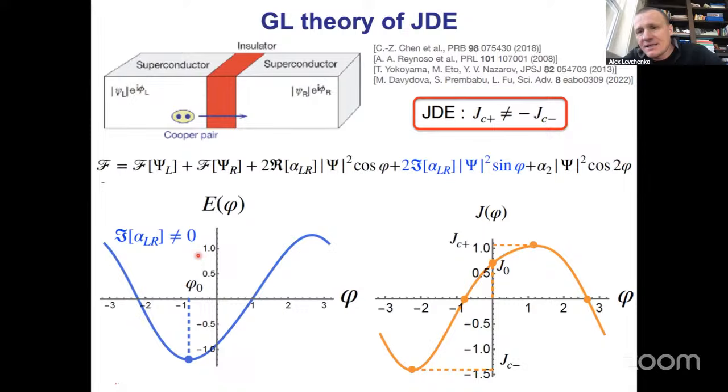So it turns out that if you combine two features, the fact that you have this anomalous phase shift and the fact that your current phase relationship has a higher number of harmonics, these two ingredients together are enough to make a completely skewed current phase relationship. And this is generically present in any junction. Of course, we're not limited only to the first harmonic of the Josephson current. Having a second harmonic will already be sufficient to generate the asymmetry between the critical current in two directions. Okay, so this is how it's realized in Josephson junctions.